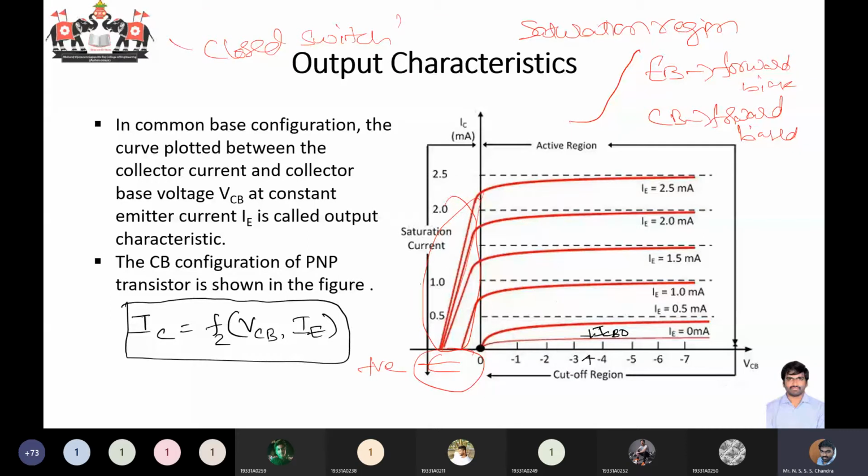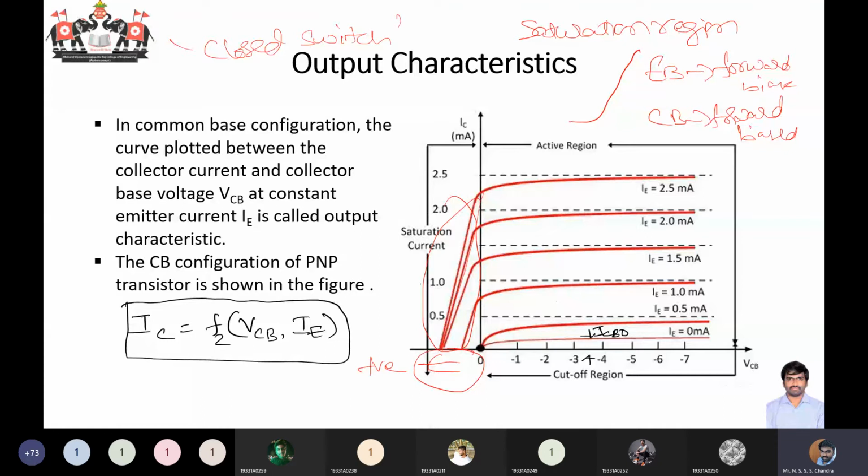But in case you want to use that transistor as an amplifier, then you need to keep the emitter base junction in forward bias and the collector base junction in reverse bias. Okay, is that clear? Is that clear to you? Or do you have any doubts? You can ask me.